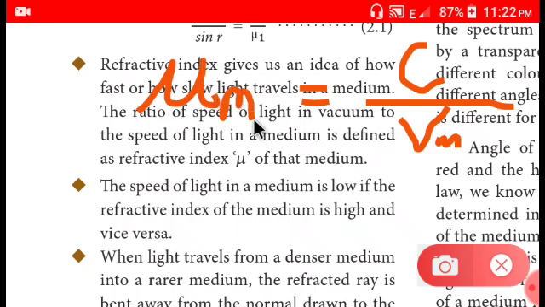This is called the refractive index, which is equal to mu m. So here m denotes the refractive index of the medium, and c is the speed of light in vacuum. The speed of light in vacuum is 3 into 10 power 8 meter per second.